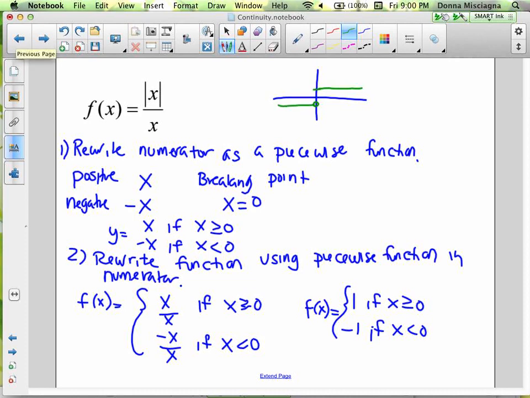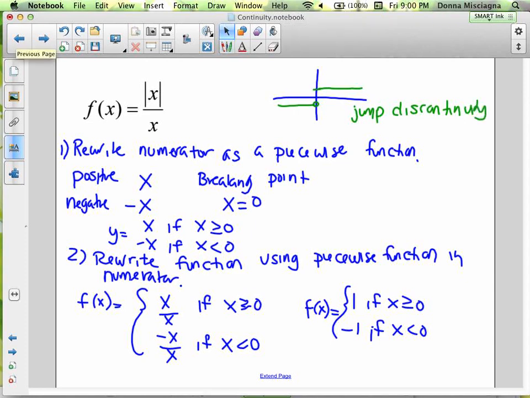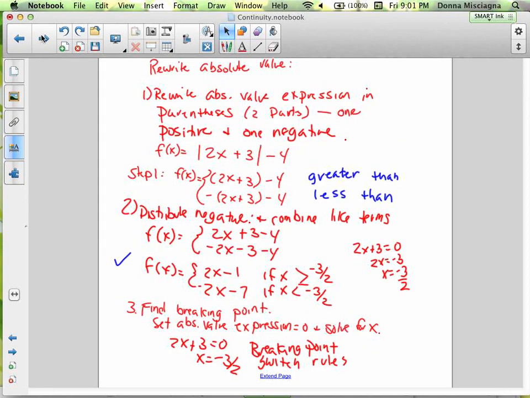So what kind of discontinuity do we have? We have a jump discontinuity. All right, you can't do anything to fix a jump discontinuity and make that continuous. You can't make a jump discontinuity continuous. That is always discontinuous. Right? That is non-removable. So that's why it does not exist.